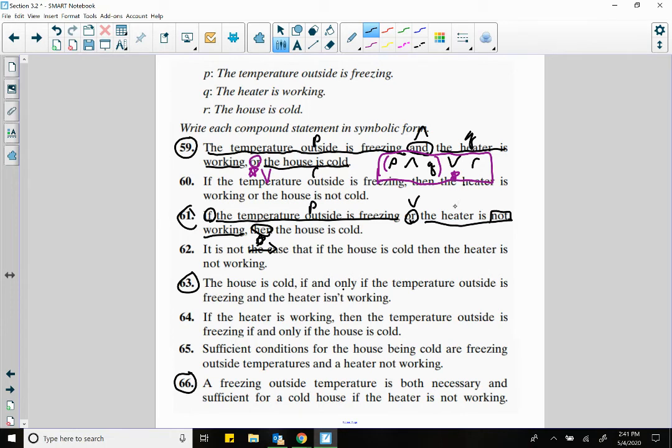So that's negate Q, because the heater is working is Q, not a negation. We know what the then is. The house is cold. That's R. So P, V, negate Q, arrow, R.